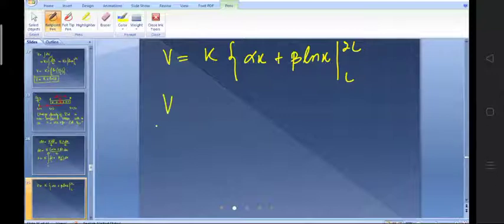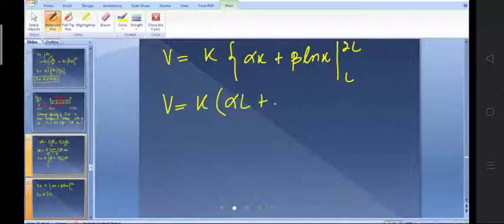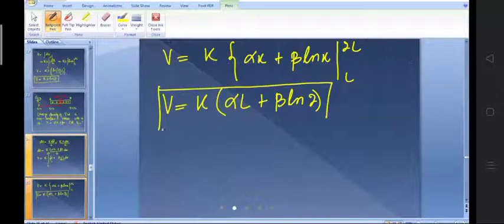So potential V is equal to k multiplied by upper limit minus lower limit. So 2L minus L is obviously equal to L. So here it will come, alpha into L plus beta ln 2. So this is the answer. This is the electrostatic potential at point P.